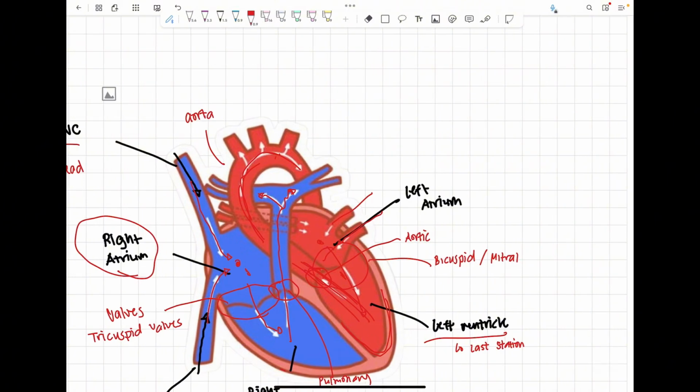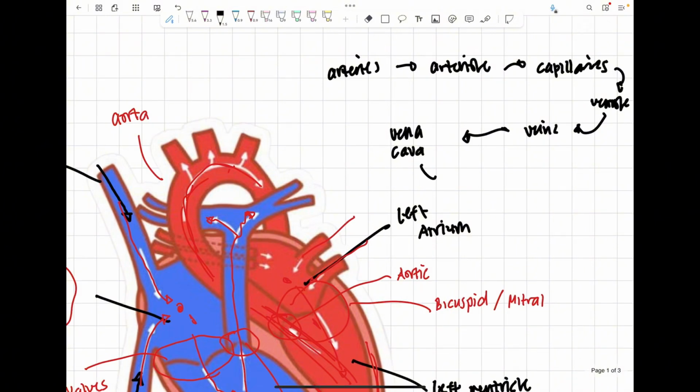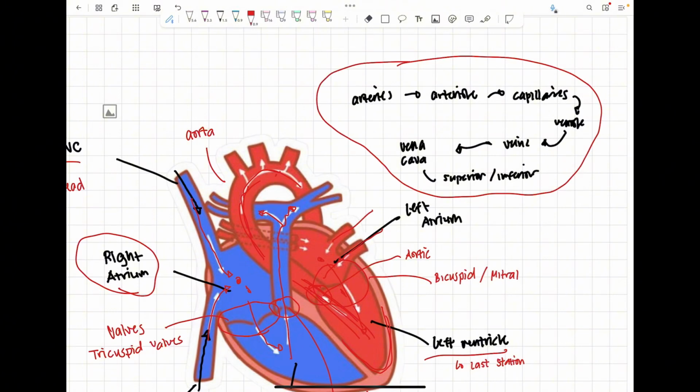So the circulation goes from arteries, arteriole, capillaries, then venule, and then veins, and then to vena cava, either superior or inferior. So this is your blood circulation.